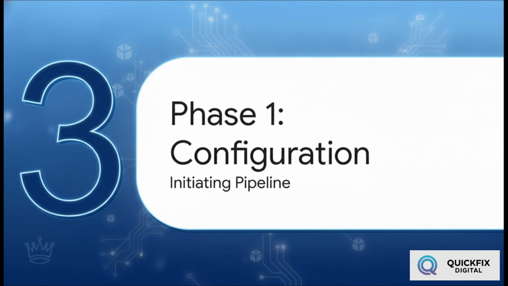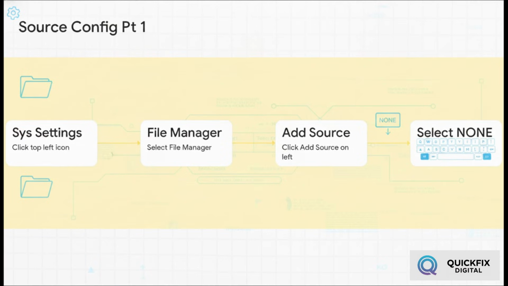Phase 1 of the 19-step standard operating procedure, source configuration. Let's initiate this pipeline. We're going to start by prepping the source pipeline right within Kodi's backend.